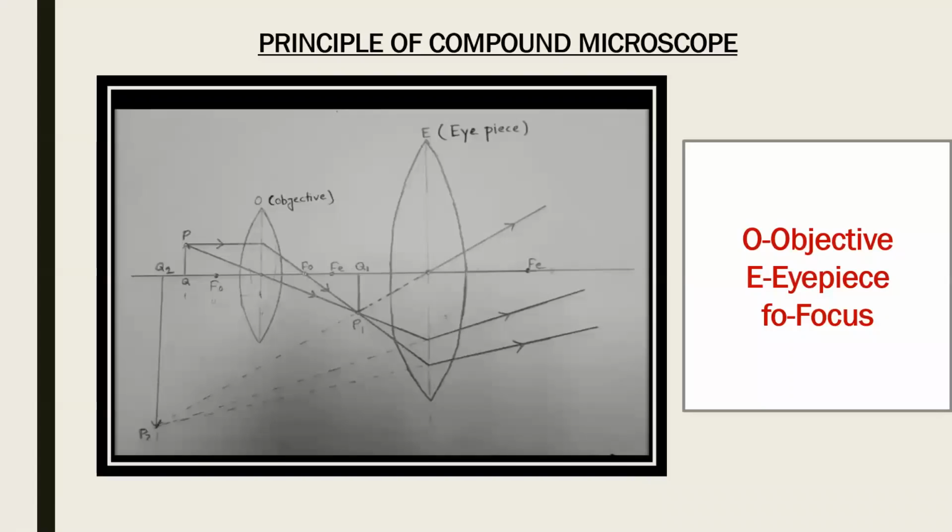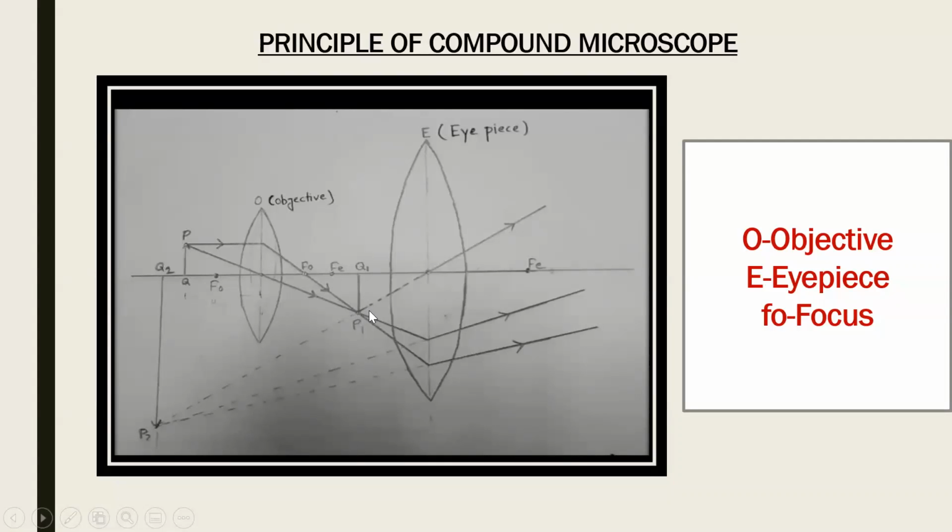This is the principle of the compound microscope. Here in the figure you can see that O is the objective and E is the eyepiece. Then a small object PQ we can see here. It is kept outside of the focus FO of the objective lens. A real, inverted and magnified image is P1Q1, you can see here. It is formed after the rays are refracted in the objective.